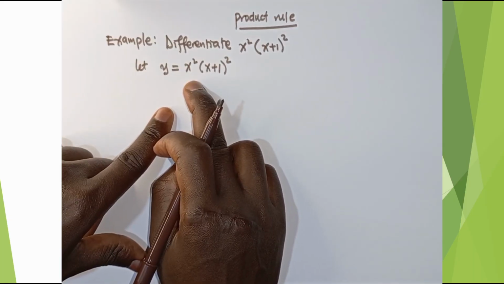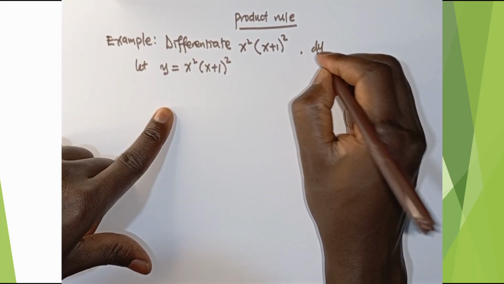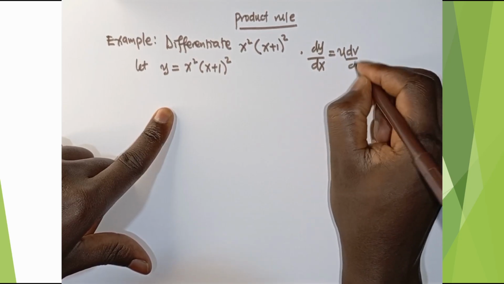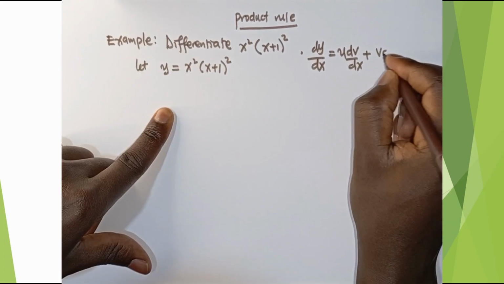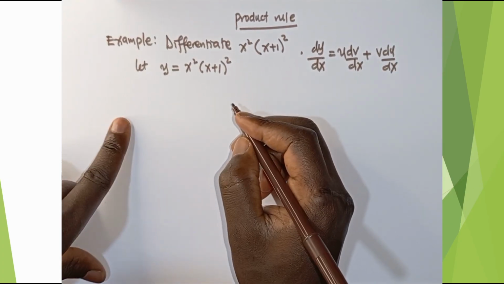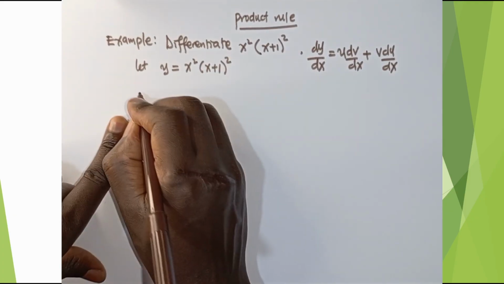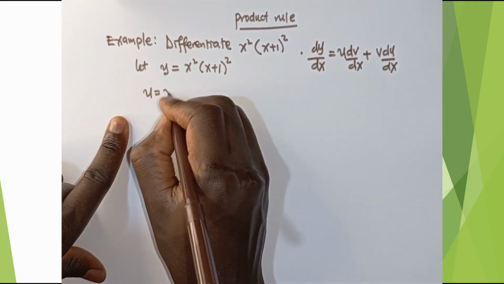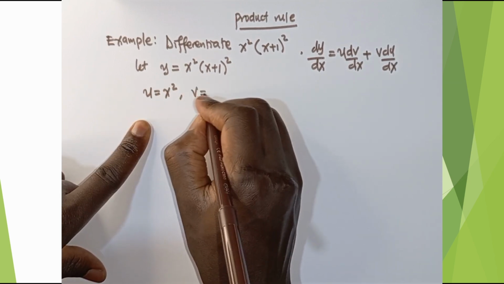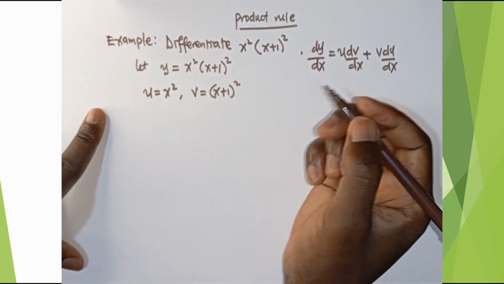Who's our u, who's our v? So it's always better to first state the rule. So our dy by dx is the same as u dv dx plus v du dx. So we come and say who is our u, who is our v. So our u is x squared, and then our v is x plus 1 everything squared.